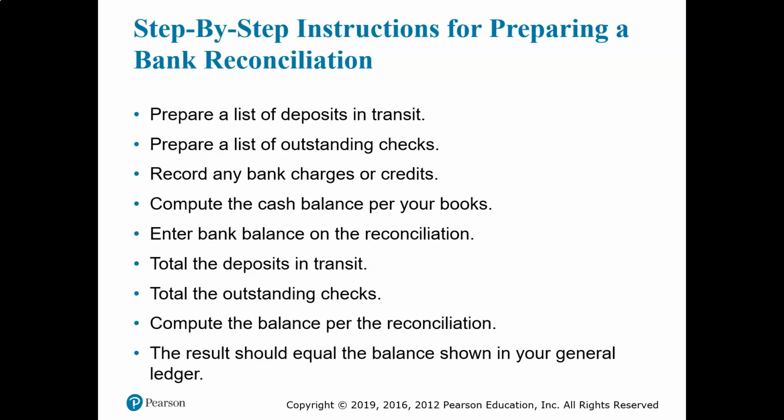Okay, step-by-step instructions for preparing a bank reconciliation. Prepare a list of deposits in transit. Prepare a list of outstanding checks. Record any bank charges or credits. Compute the cash balance per your books. Enter bank balance on the reconciliation. Total the deposits in transit. Total the outstanding checks. Compute the balance per the reconciliation, and the result should equal the balance shown in your general ledger.